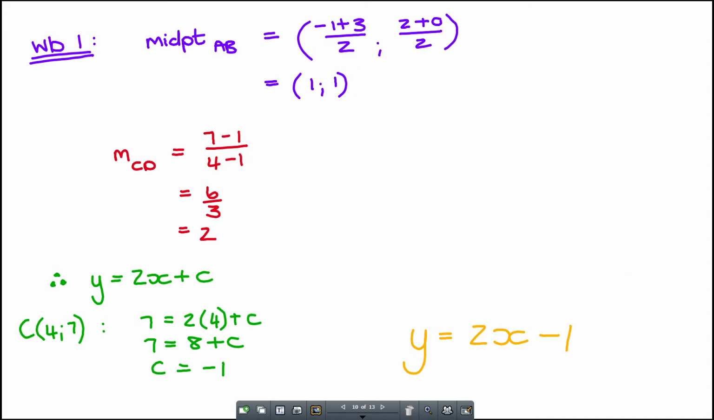Any questions there? Okay, so now that I know the gradient, it's going to be y is equal to 2x plus c. Okay, then I need to get that value of c. So the only way is to substitute in a point which is on that line. So I substituted in the value of c, and then I get c is minus 1. So please just make sure you end off with a full equation of y is equal to 2x minus 1.